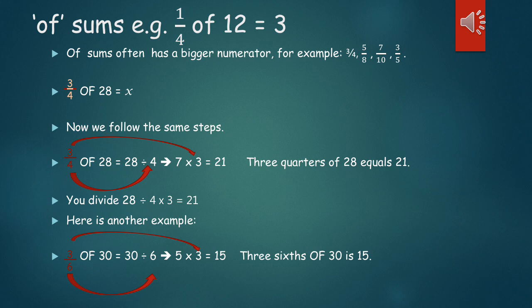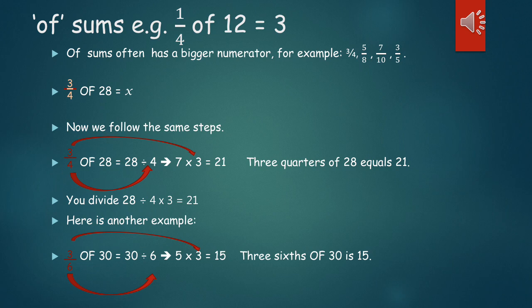Half sums. For example, 1/4 of 12 equals 3. Half sums often has a bigger numerator than 1. For example, it's 3/4, 5/8, 7/10, or 3/5.